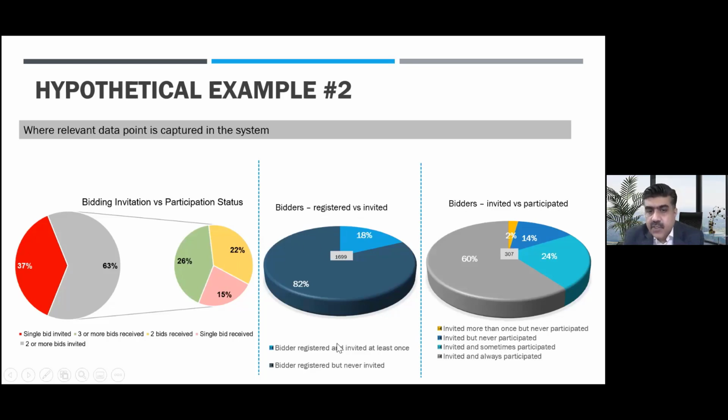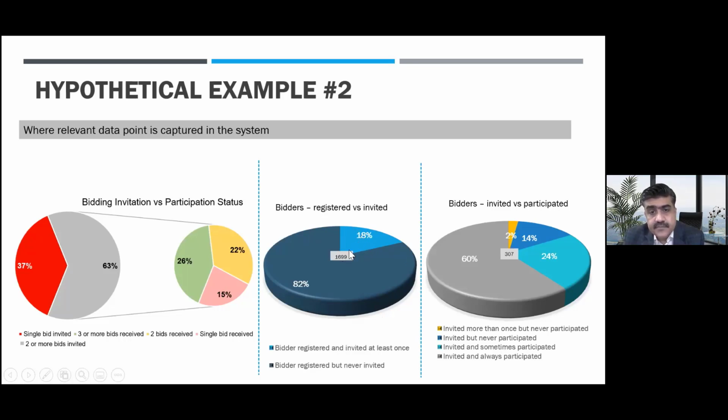And again, this is at the transactional level analytics, and this is at the master level analytics. And what does that mean? So suppose there are 1699 overall bidders which are registered on your tool. However, you are inviting the quotation only from 18% of it. So 82%, either those are inactive in nature, or you are not putting the right data into it, or there may be favoritism going on. We don't know, but yeah, that's what the data is saying.